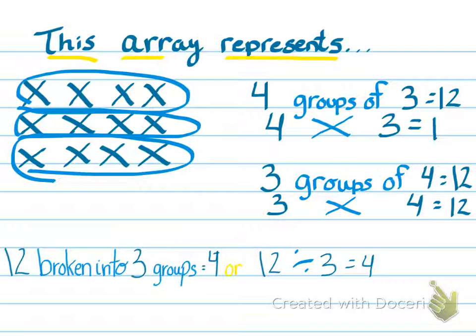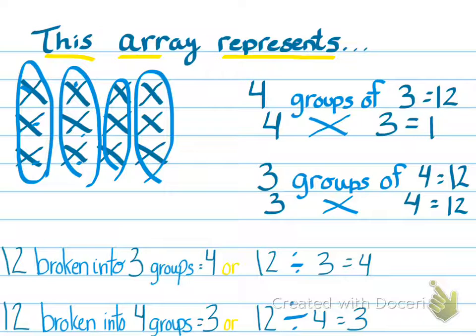Now, believe it or not, this array also represents something else. I know, it's pretty amazing. It means 12 broken into 3 groups equals 4, or 12 divided by 3 equals 4. And it also means 12 broken into 4 groups equals 3, or 12 divided by 4 equals 3.